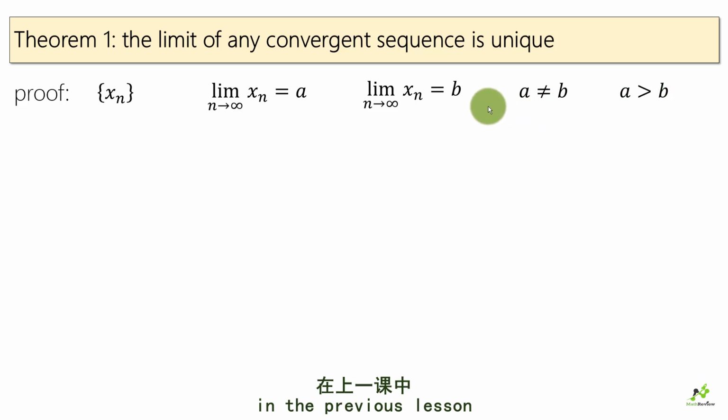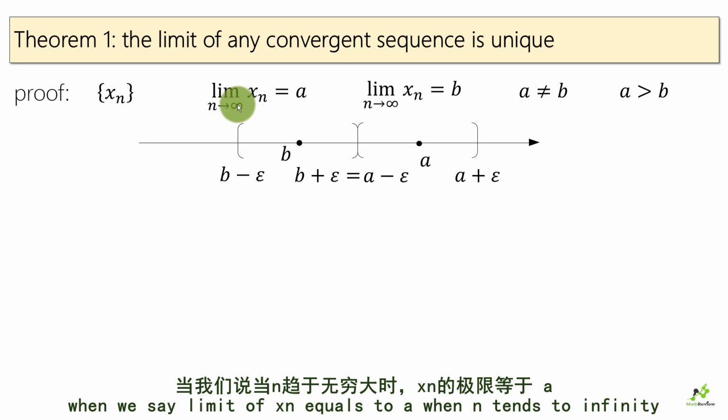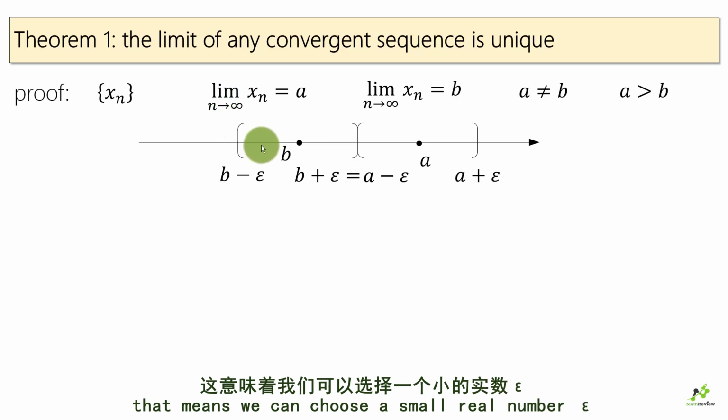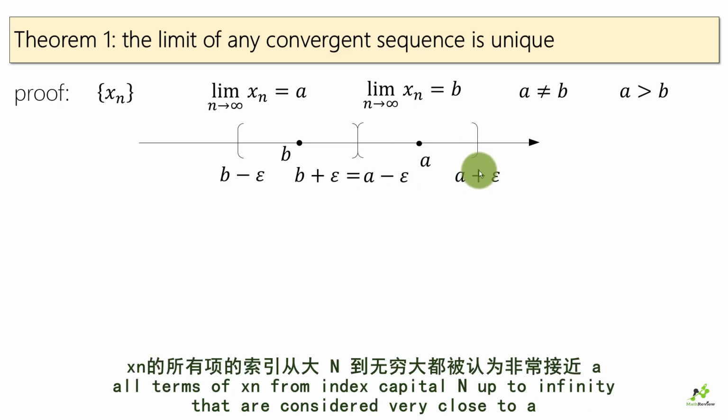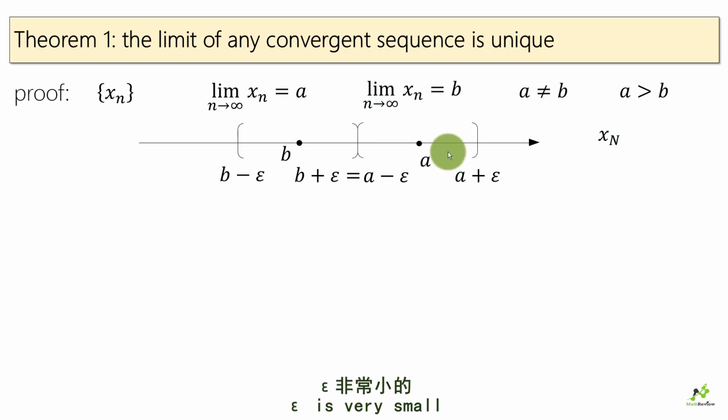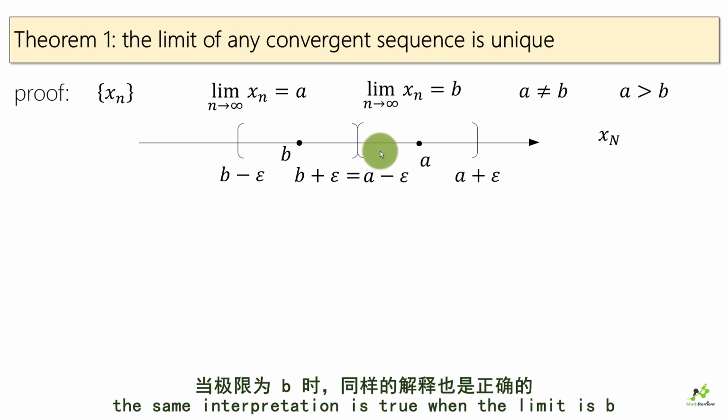In the previous lesson, we learned that when we say limit of xn equals a when n tends to infinity, that means we can choose a small real number epsilon such that in the interval (a minus epsilon, a plus epsilon) lie all terms of xn from index capital N up to infinity, which are considered very close to a. Epsilon is very small, so is this interval. The same interpretation is true when the limit is b.